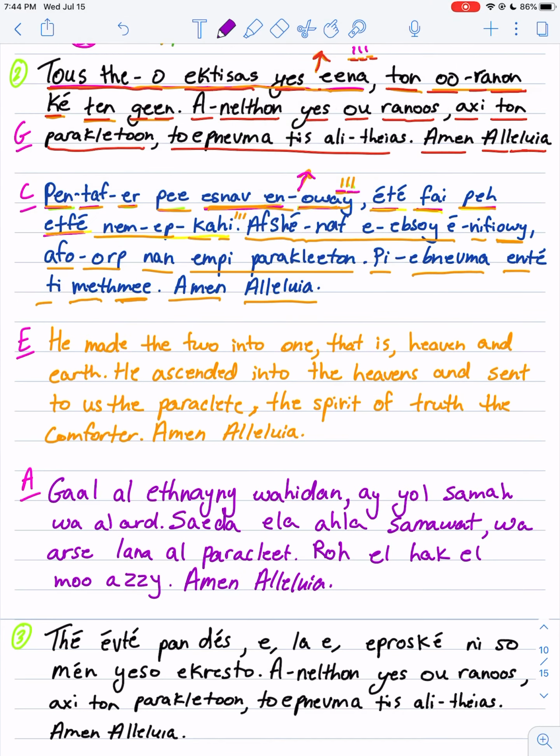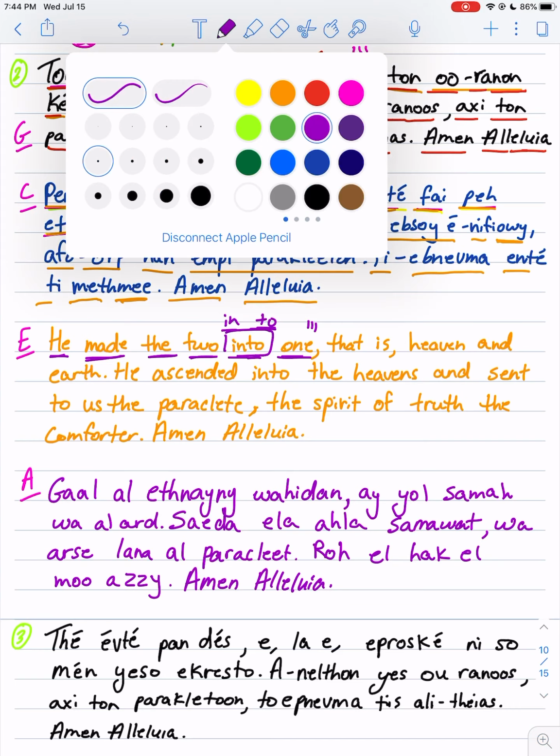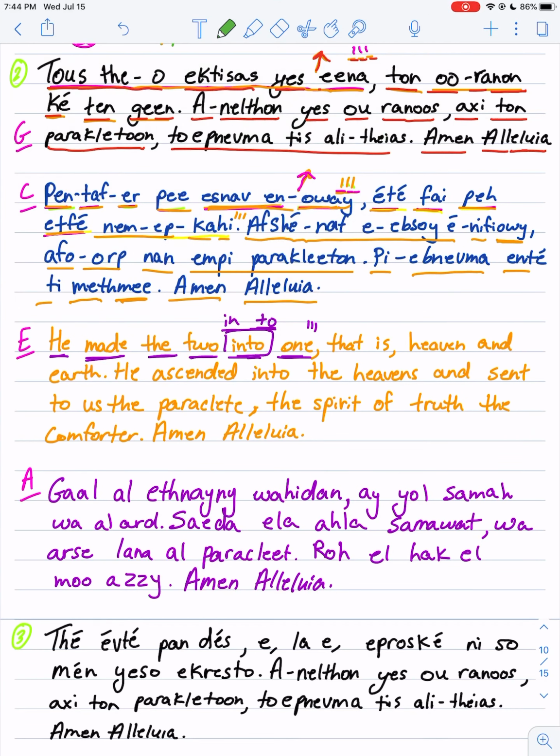Okay, let's move on to the English one. He made the 2 into 1. So the into separates into the in part and the 2. He made the 2 into 1. The 3 pattern here. Let's do it in green.